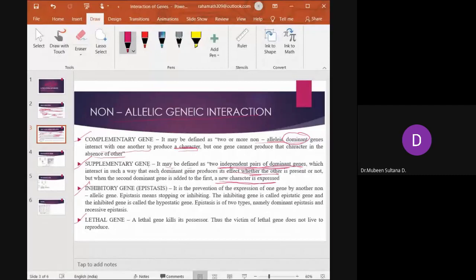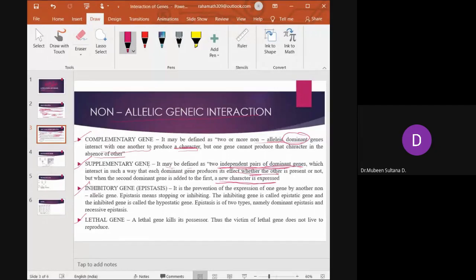Yes, ma'am. Same way. So here there are two main dominant genes. Not necessarily dependent on each other, but if another dominant gene is present, a new character will be produced. That is what is called supplementary gene.